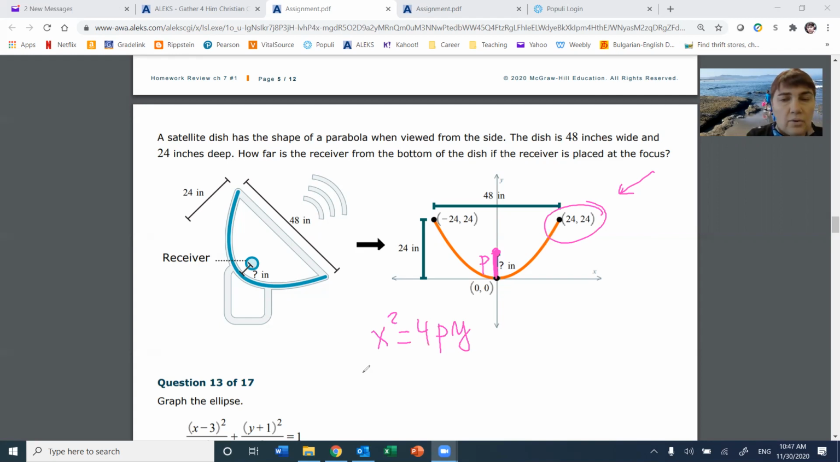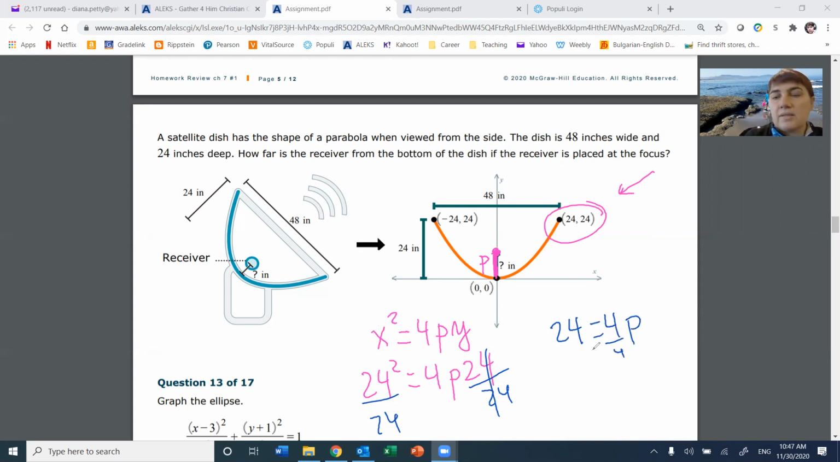24 squared equals 4p times 24. The good thing is, one of the 24s you can cancel. Let's just divide it. So you have 24 equals 4p, divide by 4 again, so you get 6. So the distance is 6. Yes, because this is what you have to find.